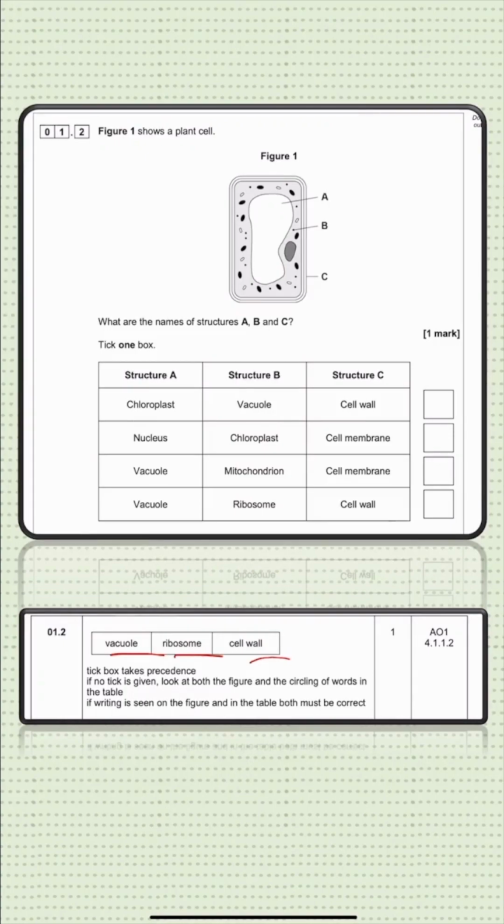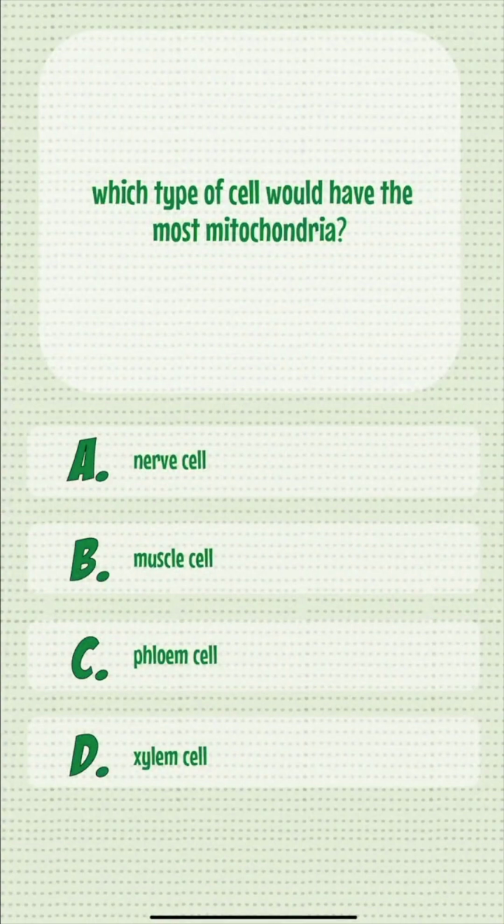So the last one. Well done. So yeah, little dots are ribosomes. Oval shapes are mitochondria. Yeah, 1 mark because it's just a ticking a box question. There's no explanation. That's why it's 1 mark. Well done, guys. Okay, next one.